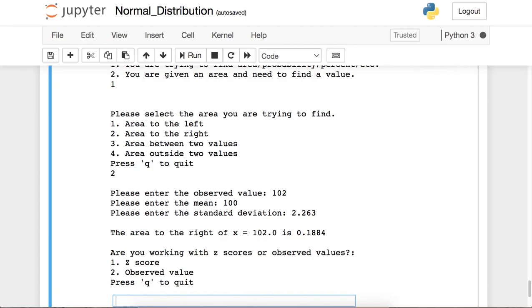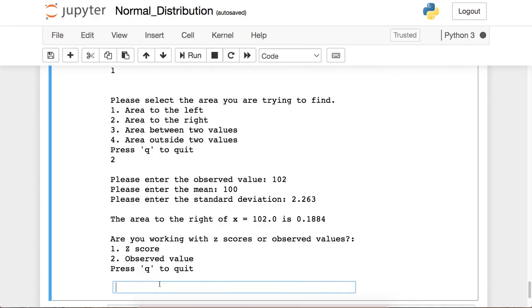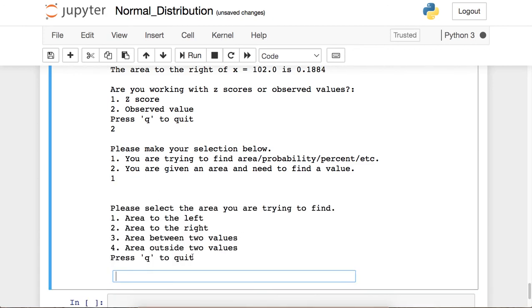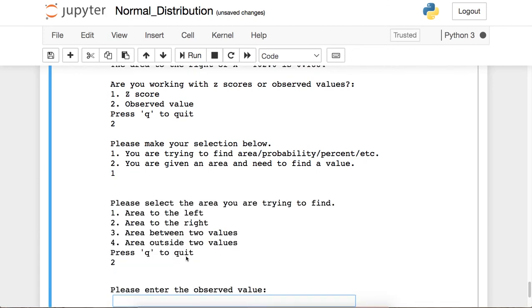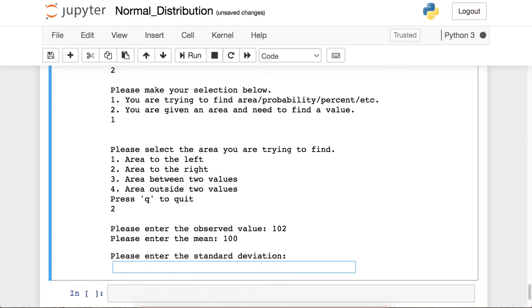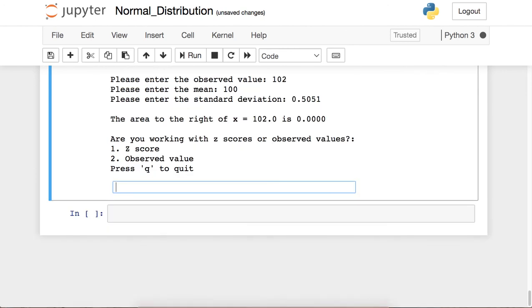So we can use observed values again. And we're trying to find an area again, and it's going to be to the right because it's greater than. Observed value is 102, a mean of 100. This time our standard deviation is 0.5051. So we get pretty much 0 if we go 4 decimal places.